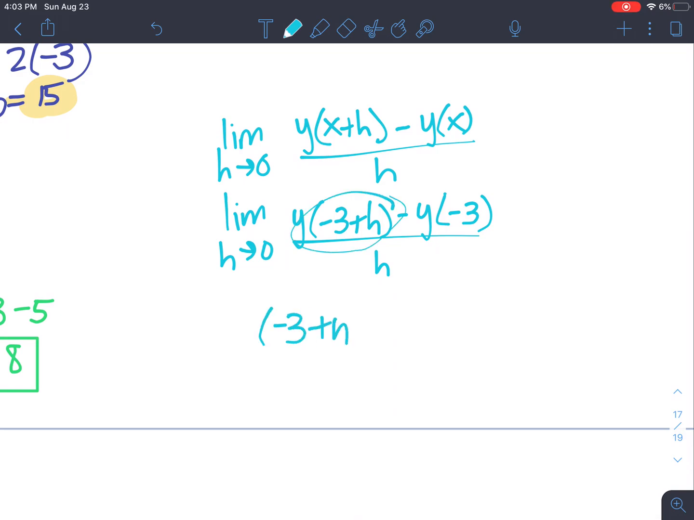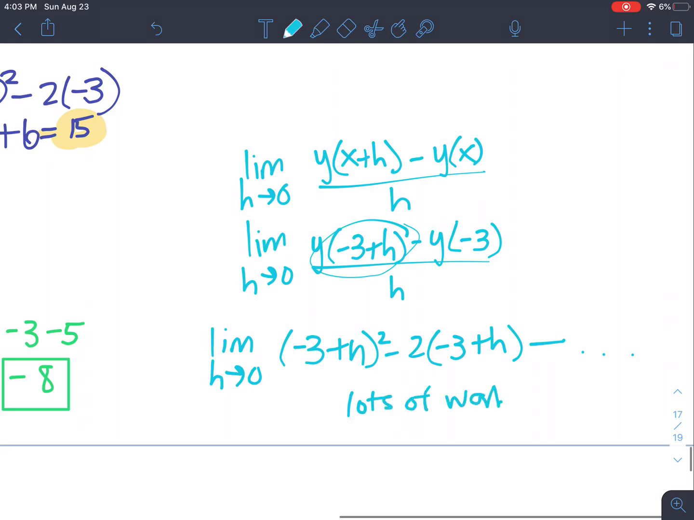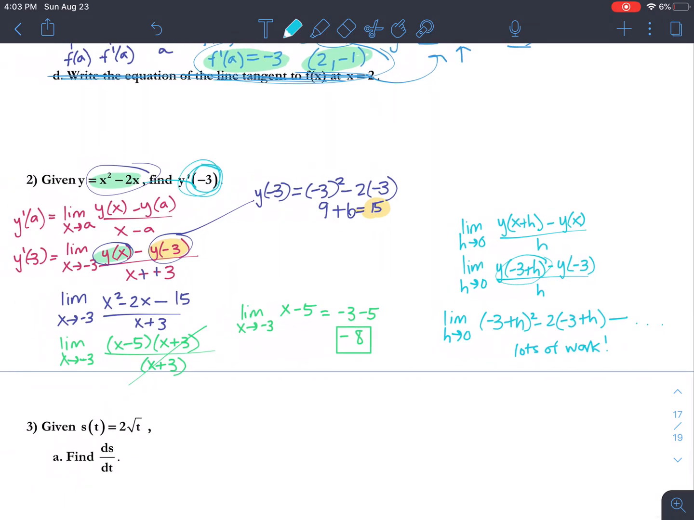This doesn't look that bad, but right here what you're going to have to do is -3 plus h squared, remember the function, x squared minus 2x, minus 2 times -3 plus h minus blah, blah, blah. I mean, this gets so ugly here, guys. I'll put a note, lots of work. So if we're looking at specifically -3, I really recommend you use this equation, which again is that limit derivative definition that has the limit as x approaches some specific value. Okay, this will work, it's just a little bit tedious.